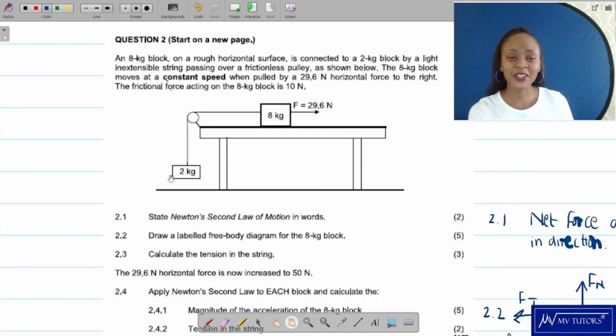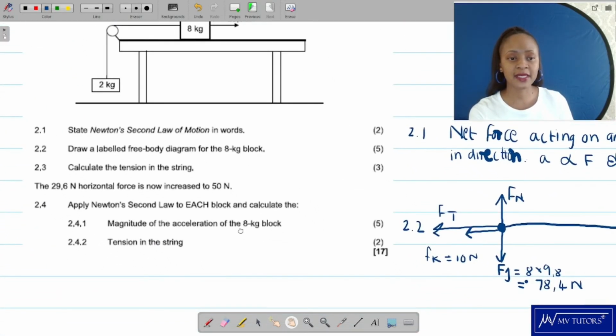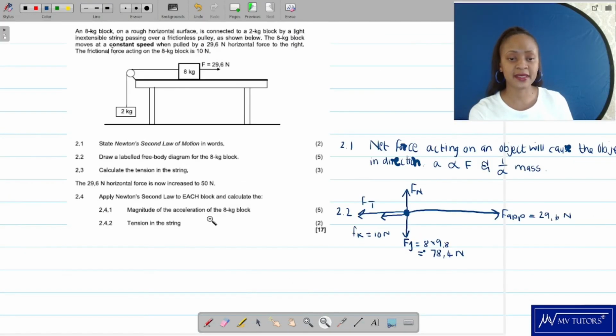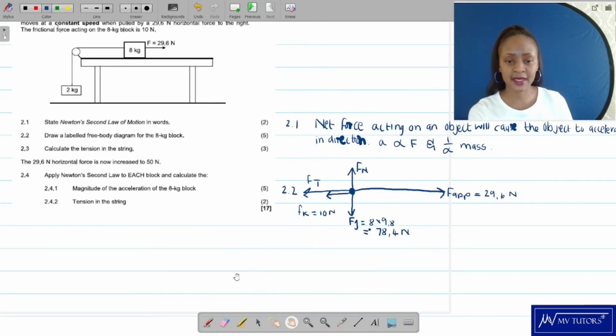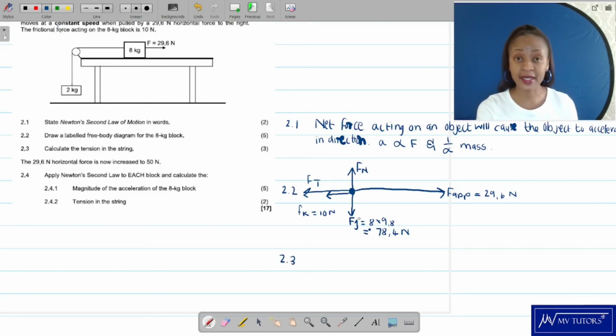Or you could use this 2 kg block. The only forces acting on it are the force of gravity and the force of tension. So you can calculate it whichever way is easiest or quickest for you, because after all, this is an exam and you don't want to waste time doing things that take long. So, looking at this free body diagram, remember it is not accelerating.